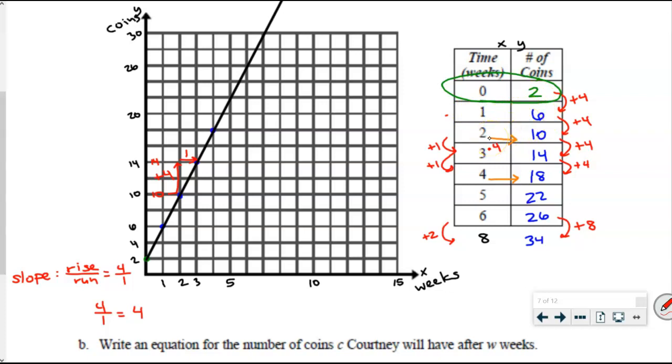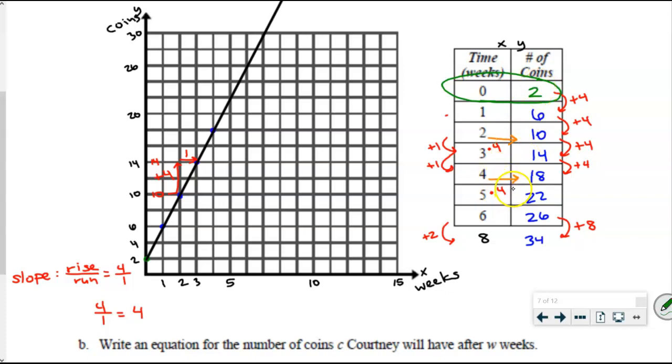Week 2, how many has she collected? 8 plus the 2 that she started with. We're skipping ahead. Week 5, how many has she collected? 20 plus the extra 2 that she started with. Do you realize what you're doing? Every single week, whatever that is, she has collected 4 coins. But is that all of the coins that she has? No, because she also started with 2 extra.